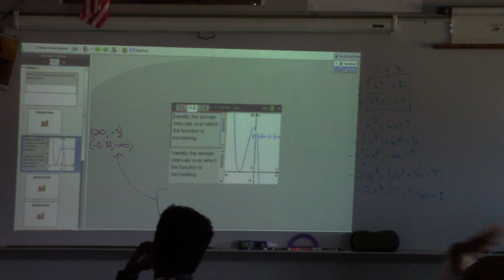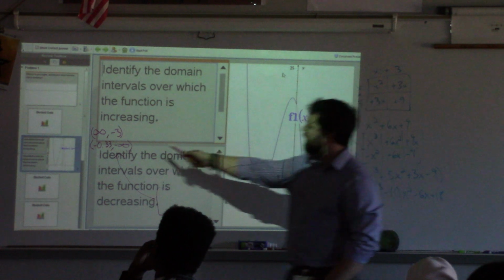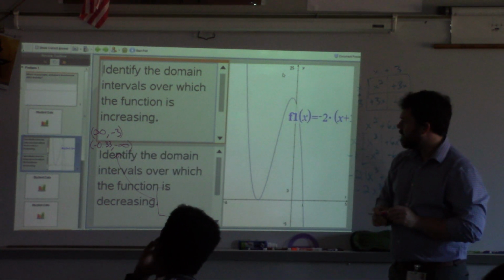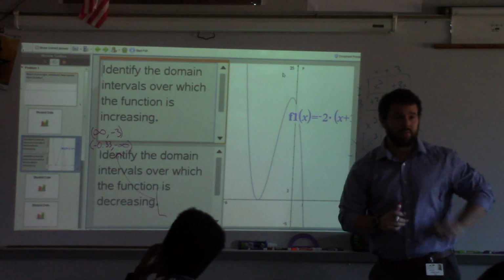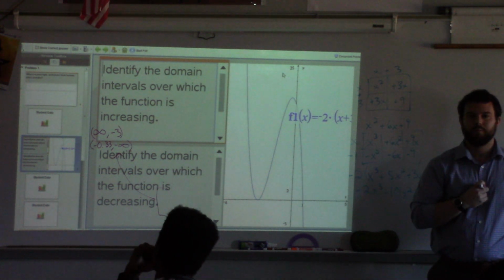Why is that incorrect? Infinity to, what did you say? They said infinity, comma, negative 3. I didn't get a bracket. Do we need a bracket with domain intervals of increase or decrease? Nope.